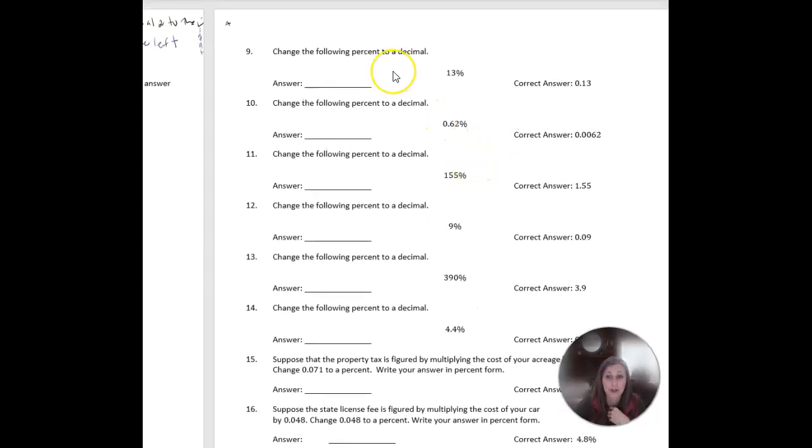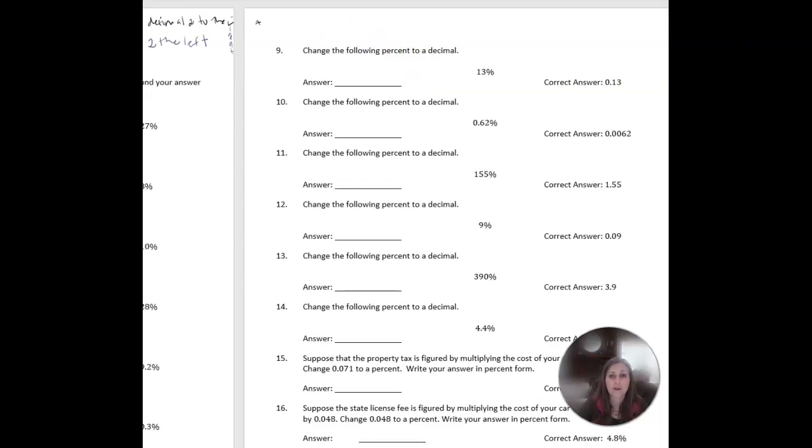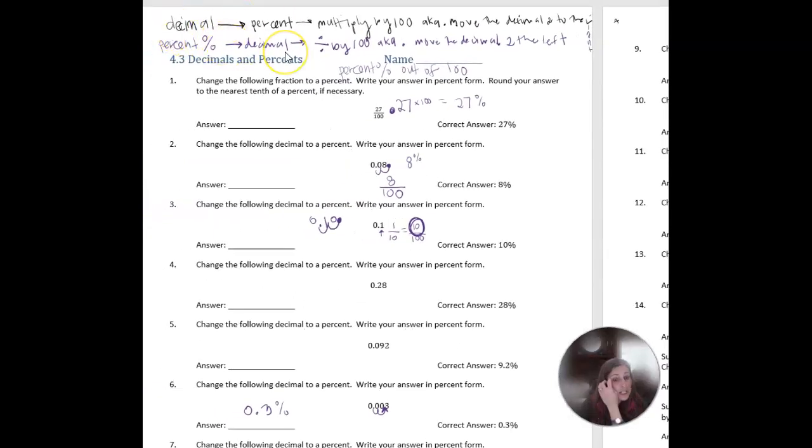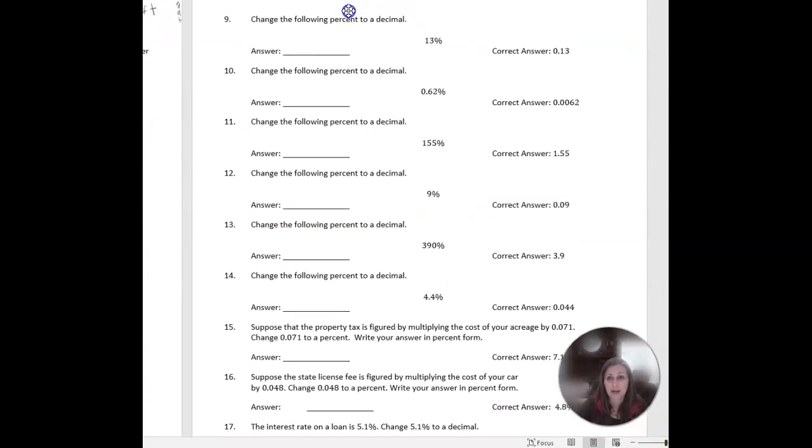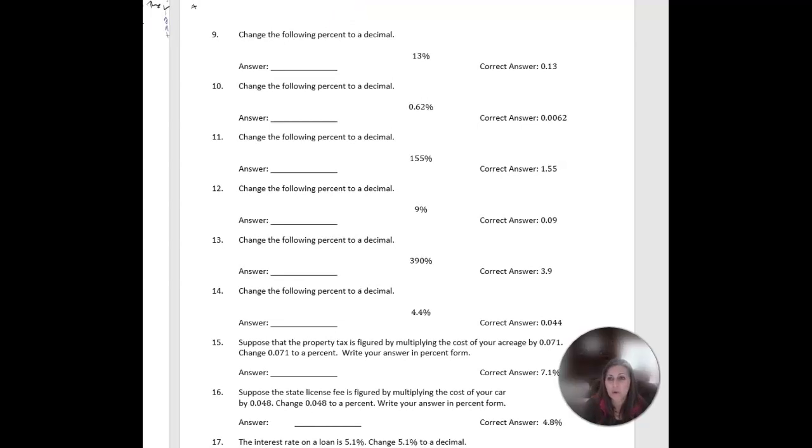All right, let's go over to the other page and see what we've got over here. Now we're doing the reverse. So we're going from a percent to a decimal. If you go back to my notes, from percent to decimal, you're doing the opposite. So you're going to move it 2 to the left, which is the same as dividing by 100. So if we have 13%, right now the decimal is at the end of that 13. If we move it 2 to the left, 1, 2, it would fall right here, and the answer is 0.13. This one, again, you can think of it as dividing by 100 or moving the decimal 2 places to the left. So it would fall here. We have to put a 0 in that hole, so it's 0.0062.